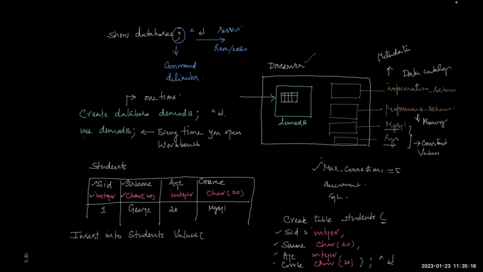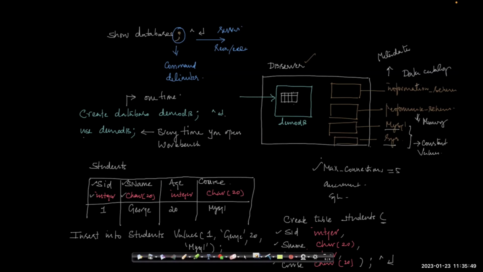So if student ID is first, that is what you need to specify first, right? So you will say 1. Next, we have to give the name of the student. So anything other than numbers has to be entered within quotes, right? So you can give single quote or double quote. So you will say George, comma, age is a number. You don't have to give it within quotes. Course is not a number, so that you will give within quotes. Close this, semicolon, control enter, right?